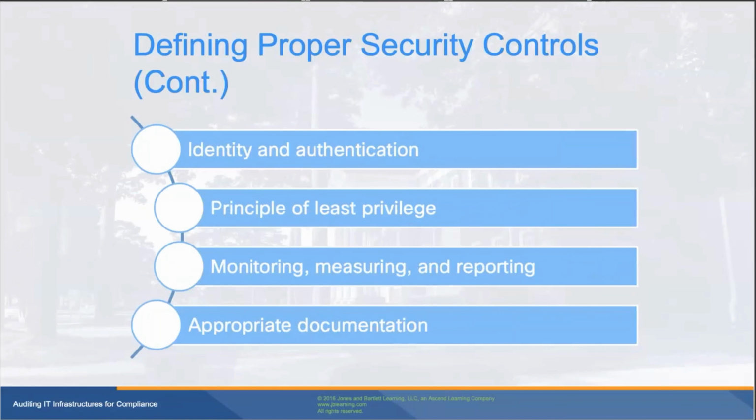We need to make sure that we have identity and authentication. Identity is claiming who you are. Authenticating is proving who you are. Like we said before, the principle of least privilege, meaning that you can only do the things that you need to do your job. You don't have any more permissions than what you need to do your job.